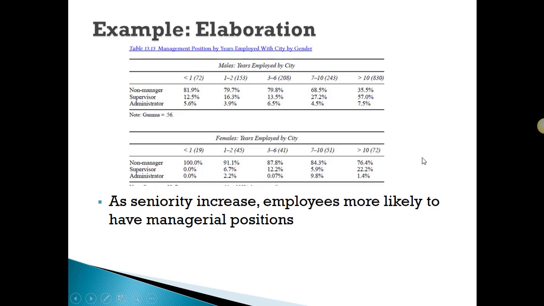And what do we see? As seniority increases, employees tend to have managerial positions. So non-manager positions are more common when they have less experience. As experience increases, we see more and more going to the supervisor or managerial ranks. Males are more likely to be promoted. We notice here 57% are in a supervisor role when we get more than 10 years, when only 22% of the females are.